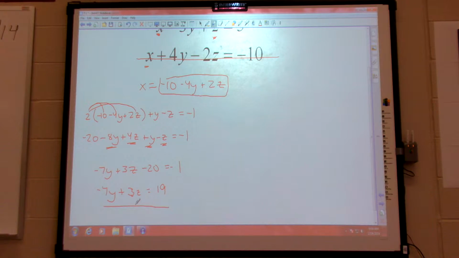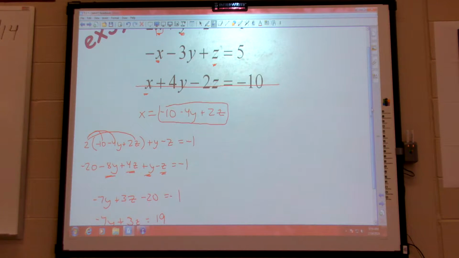Question so far. Now, I'm going to plug my X into the other equation. Can we cross off the other equation if we want? Yes, absolutely. Cross it off saying you've already done it. Here I have negative, parentheses, negative 10 minus 4Y plus 2Z minus 3Y plus Z equals 5. Distribute, I get 10 plus 4Y minus 2Z minus 3Y plus Z equals 5.